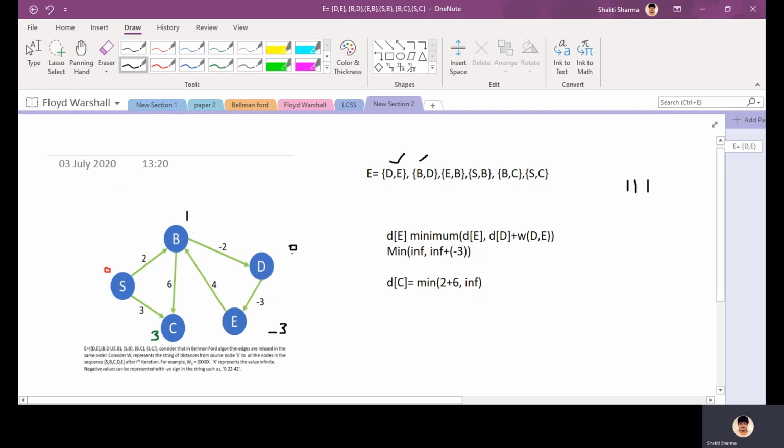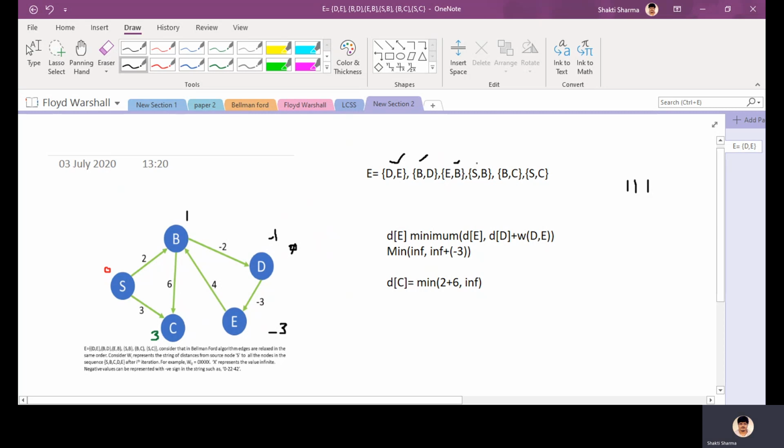So this value will change from 0 to minus 1. Minus 1 is smaller than 0. It's a negative quantity, right? Then we go for EB. Relaxing EB will not change anything. Minus 3 plus 4 is 1.